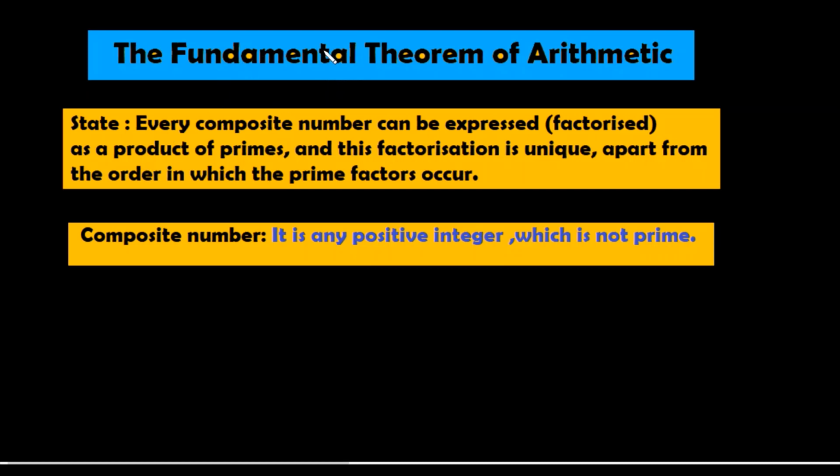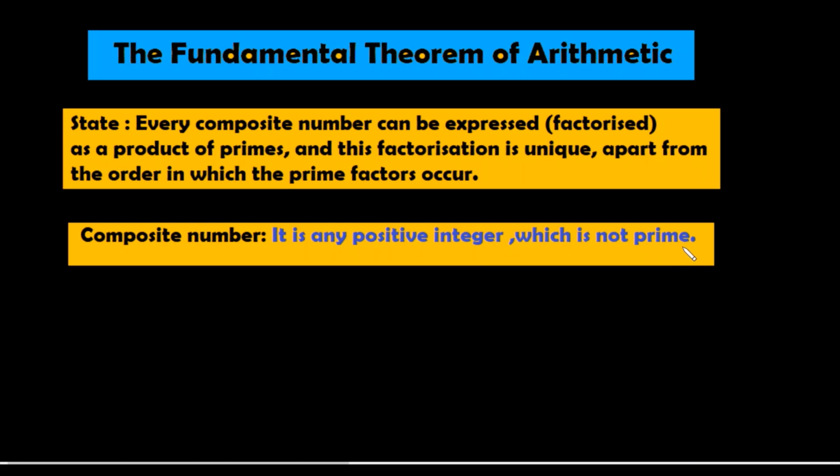Now let us see what this theorem states. It states every composite number can be expressed, that is factorized, as a product of primes, and this factorization is unique apart from the order in which the prime factors occur. So by the statement itself we can see that it applies to every composite number. In case you are wondering what a composite number is, it is any positive integer which is not prime.